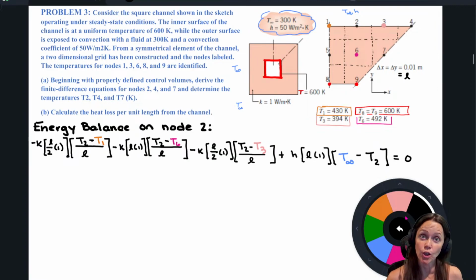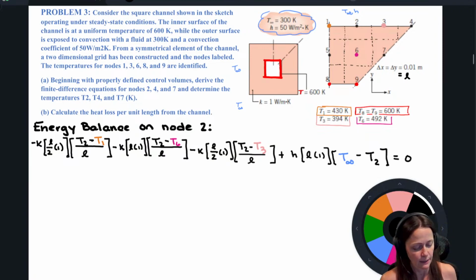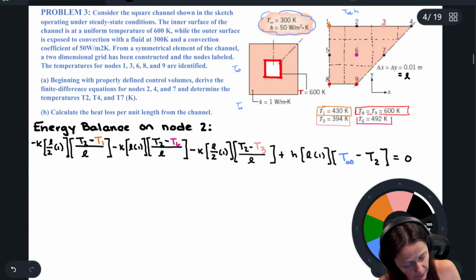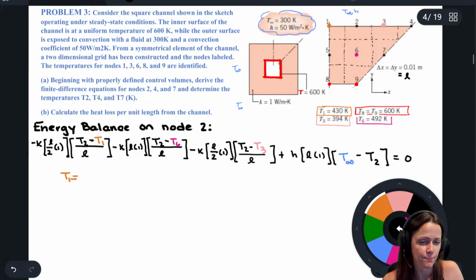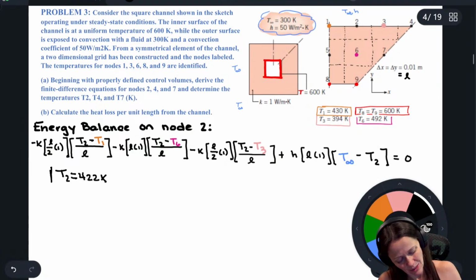All right, so it looks terrible, but you can see already that those L's are going to cancel out for the first 3 terms, and so it'll look a little bit better. And so I have one equation and really just one unknown. My T2 ends up being 422 Kelvin. So I'm going to box that. Perfect.